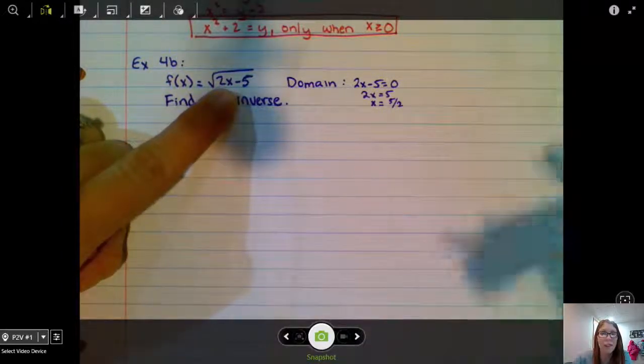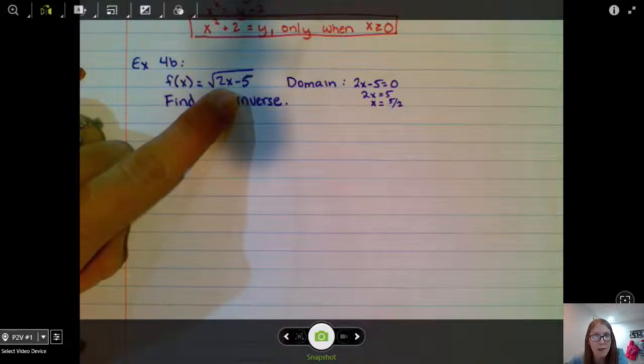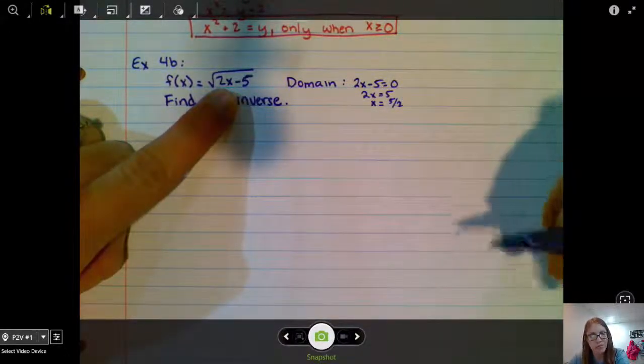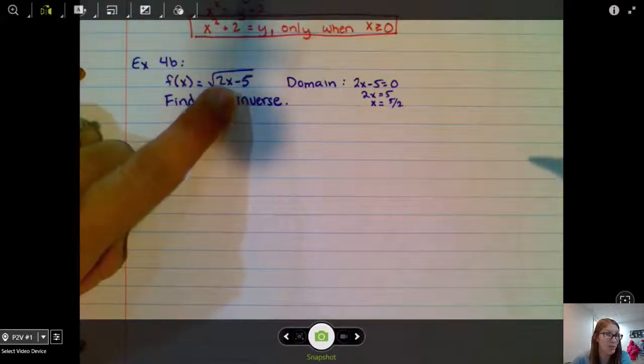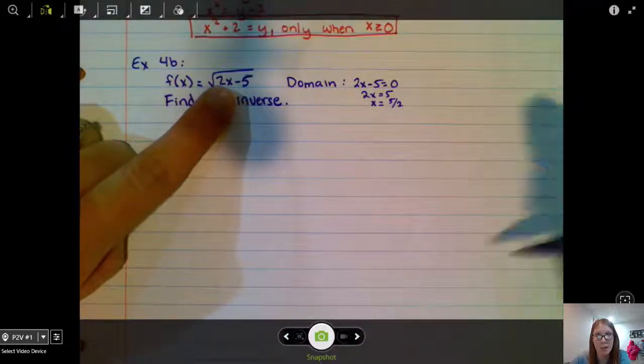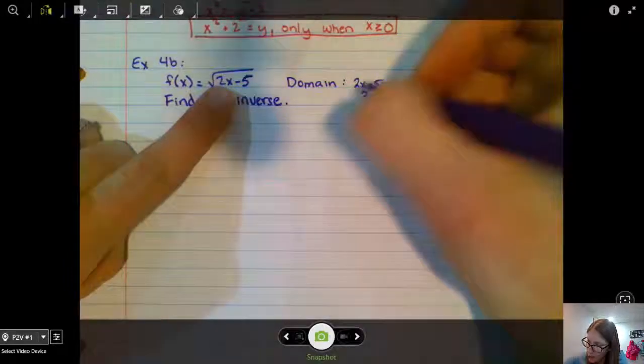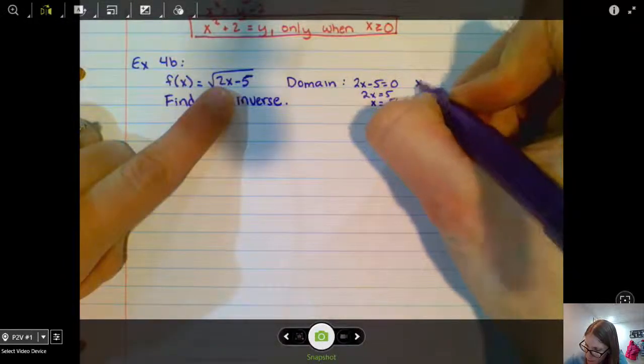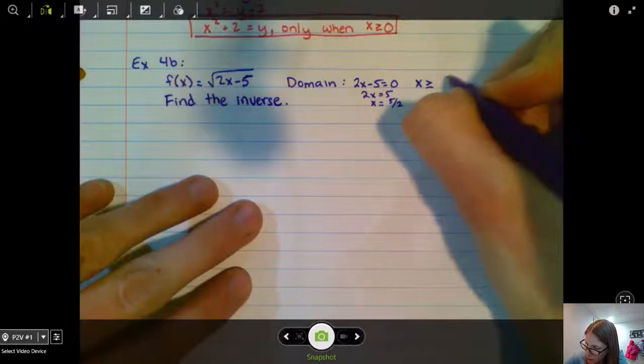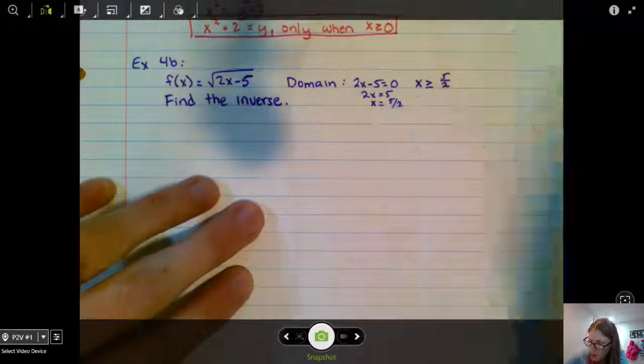Okay, if x was anything bigger than 5 halves, anything bigger than 2.5, everything's okay. If x was 2, then I'd have a problem because then we have a negative under the square root. So my domain, x has to be greater than or equal to 5 over 2.